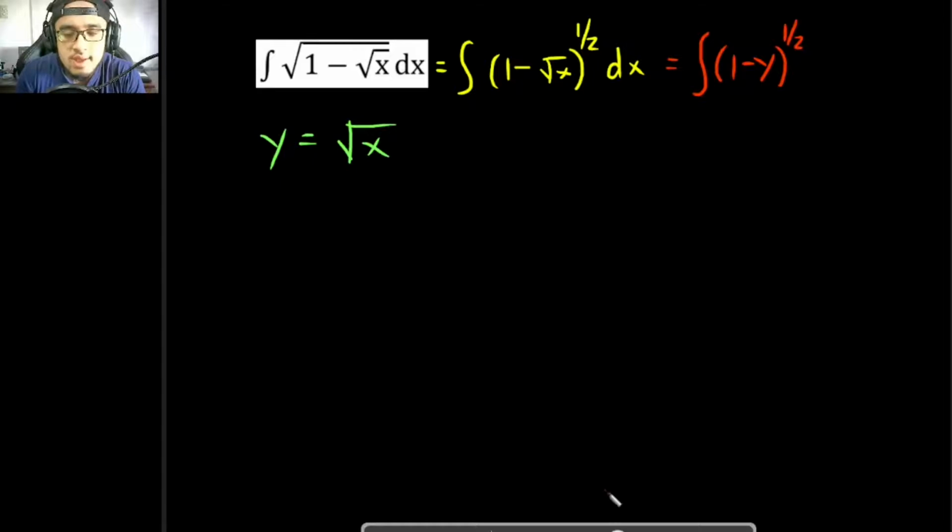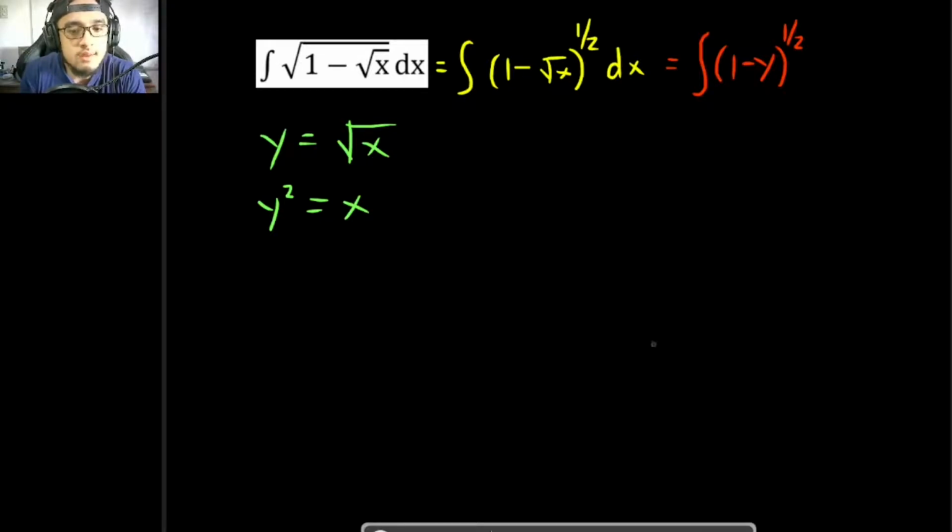But take note, guys, that we cannot integrate this if this is to be dx. So from that, let's solve for our dx in terms of y. Let's square both sides of this equation for us to get the value of x. So y squared is now equal to x. What I did here was just to square both sides of the equation.